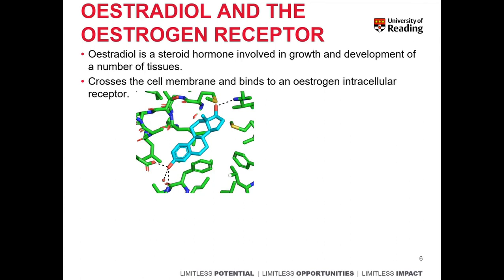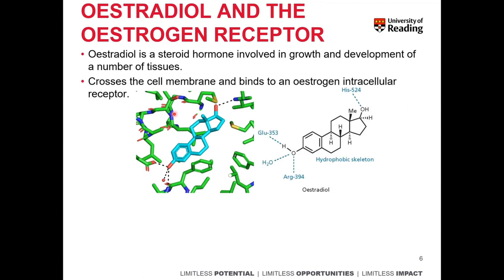Now, this is what the molecule looks like when it's bound into the receptor. So the molecule here is shown in blue, and the receptor is shown in green, red, and blue. Now, if we have a look at how the molecule is actually binding, what we can see is that the molecule is able to form hydrogen bonds with multiple groups in the receptor. It's also able to form another hydrogen bond here. And this part of the molecule is very hydrophobic. So we call this a hydrophobic skeleton.